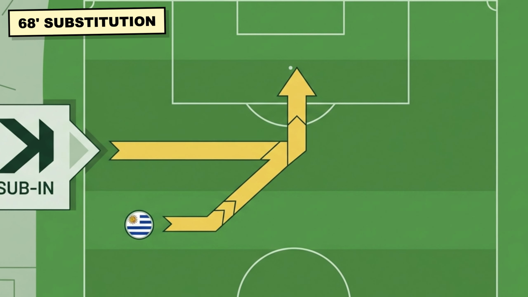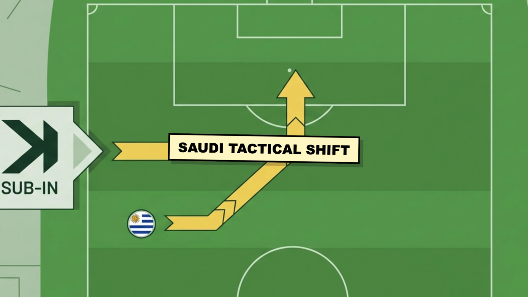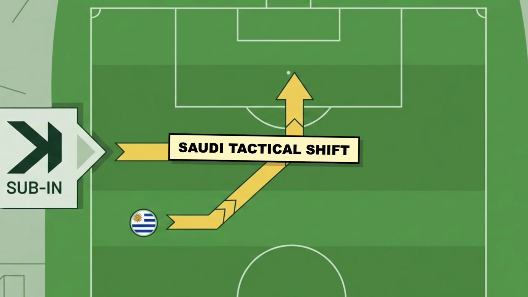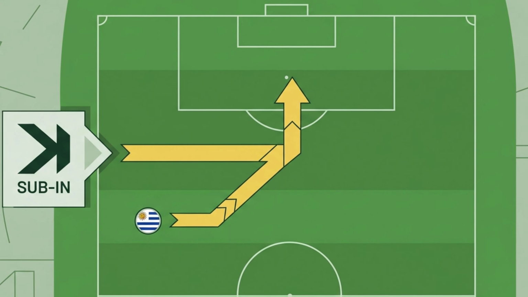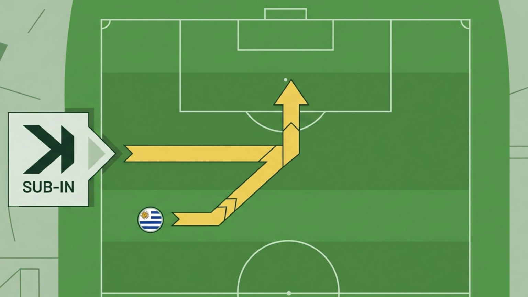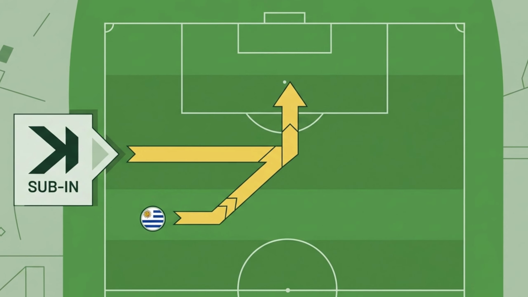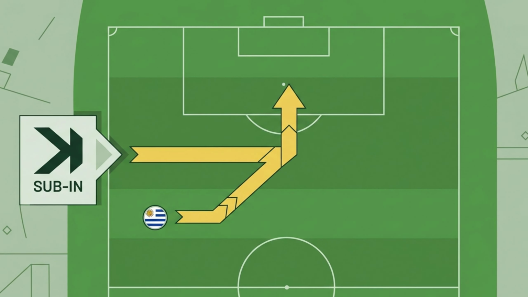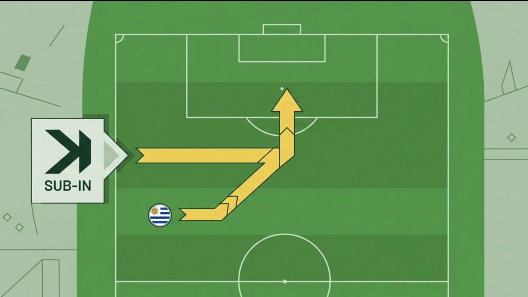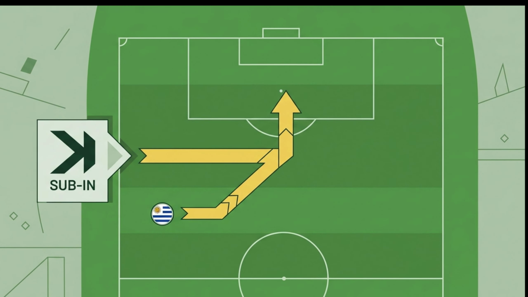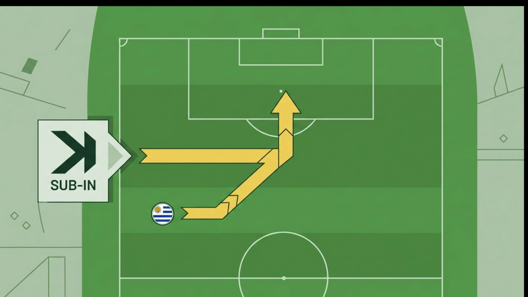Down by 2, Donis had to make a change. Around the 68th minute, fresh legs were introduced to inject some much-needed pace into the final third. The data suggested this was a last-ditch attempt to bypass the midfield congestion. Bringing on speed was the only logical tactical pivot to try and stretch the Uruguayan defensive line and find a breakthrough. It pays off immediately!